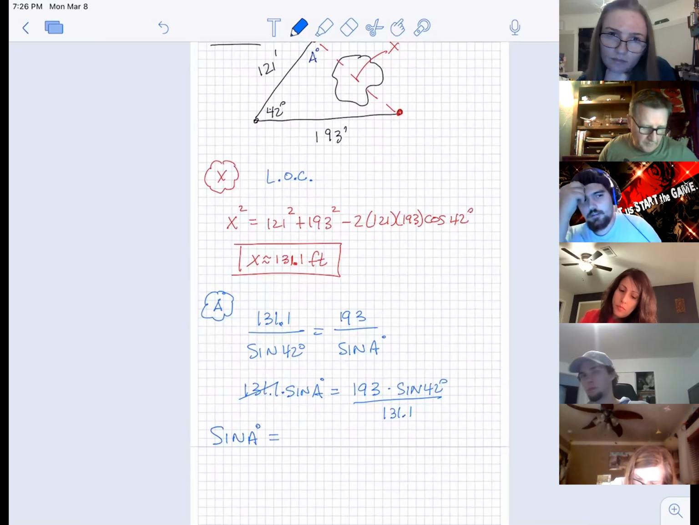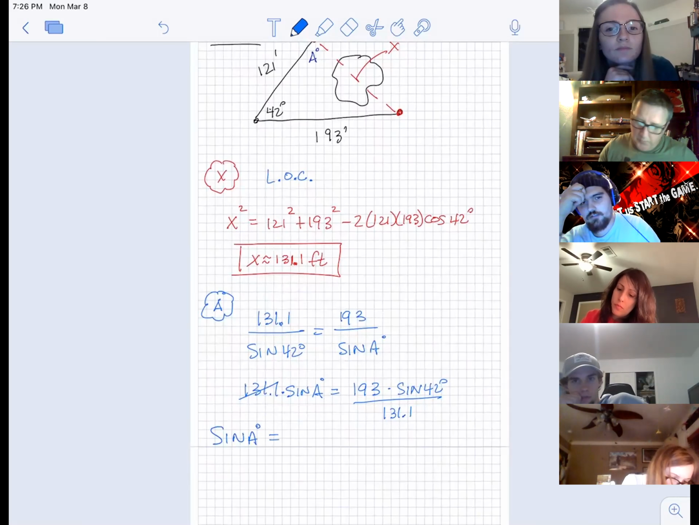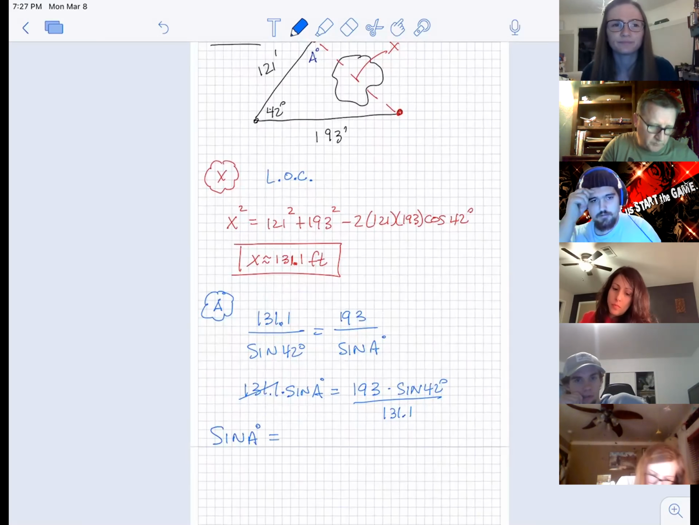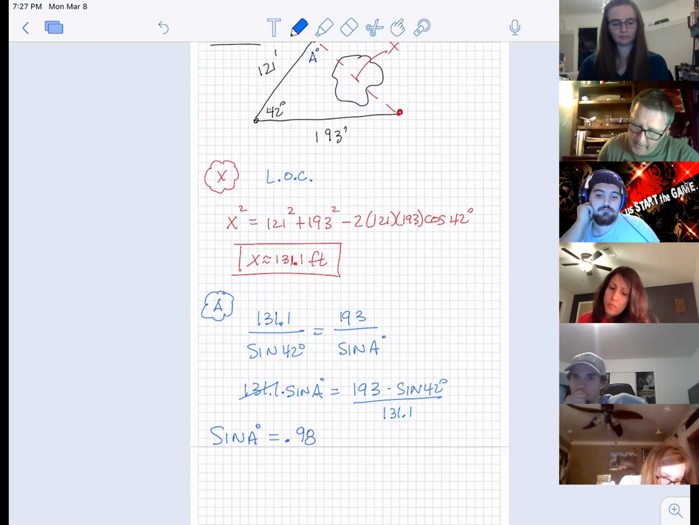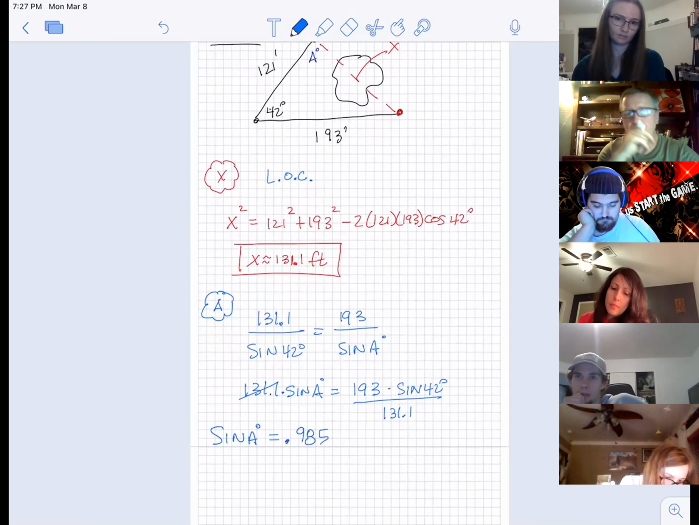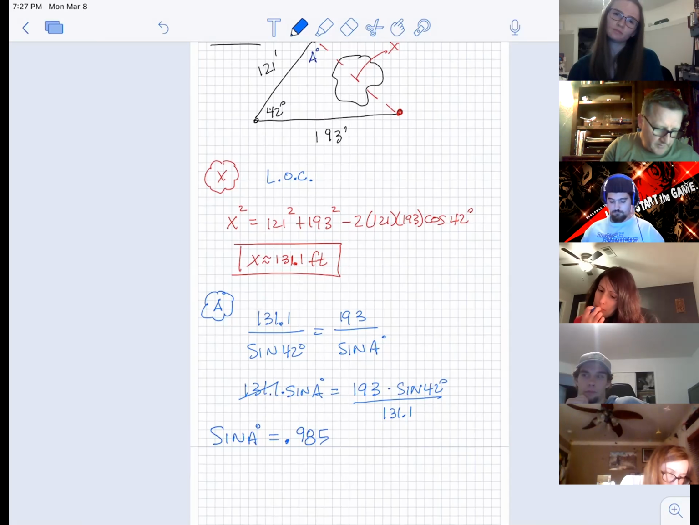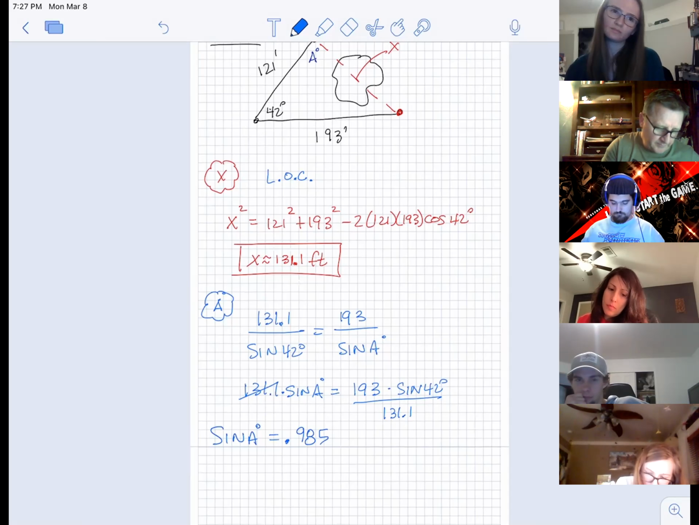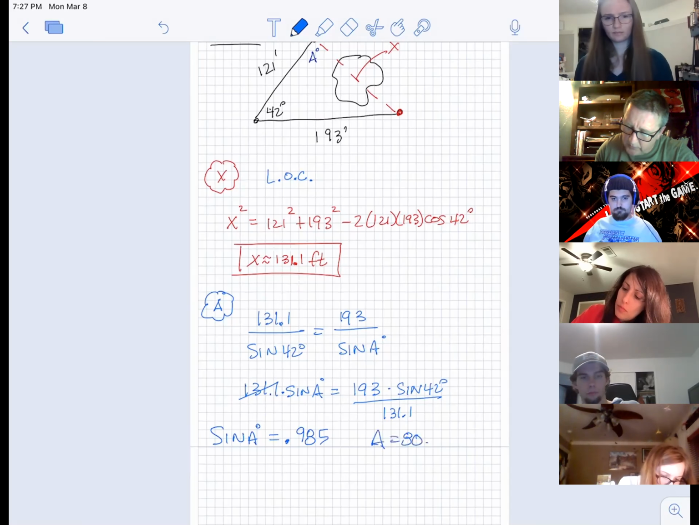And do we have to worry about the inverse sine giving us two possible angles with this? We do, and that's why there's a tomorrow or Wednesday. 0.985 is what I got for that side. Remember when you go inverse sine, how there's two answers? So I go second sine of 0.985 and I get what Nicholas said, 80.06, or A is 80.1 degrees.